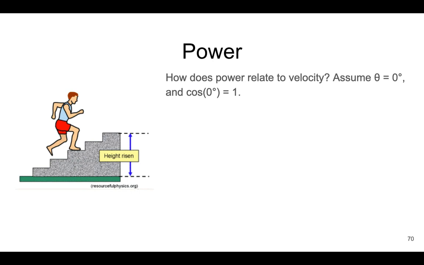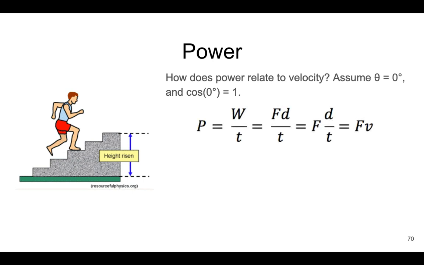So how does power relate to velocity? So assume that theta is 0 degrees. Cosine of 0 degrees is 1. So basically what I'm saying is, even though when you run up the stairs, you're kind of zigzagging back and forth, just pretend you're going in a straight line. It makes the math easier.